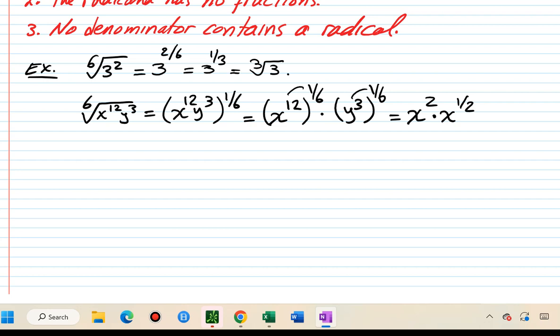And that's going to be, oops, that was y. So it's going to be x squared y to the 1/2. Now, because we're given a radical, we're going to write the answer in radical form. So instead of y to the 1/2 as a rational fractional exponent, we can write it as the square root of y. And there is the answer to that one.